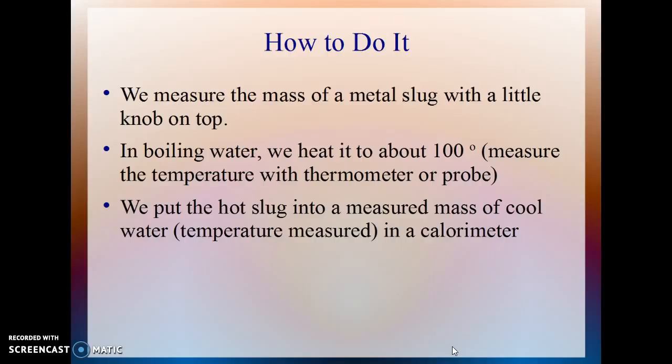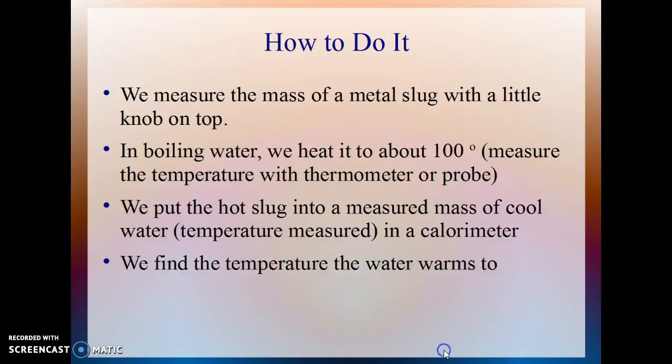You'll put the hot slug then, using the tongs, into a measured mass of cool water that you've measured the temperature of, so that you know the mass and the temperature of the cool water before it gets the metal. And that'll be in a calorimeter, which is probably just a styrofoam cup that has a very good heat barrier between the water and the outside.